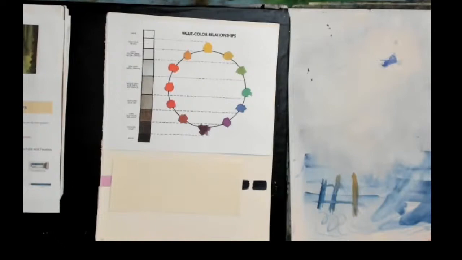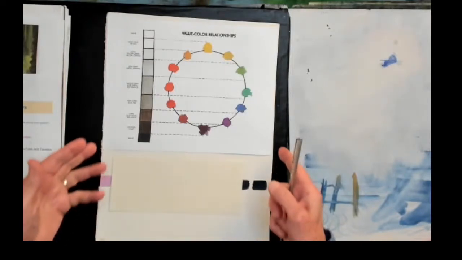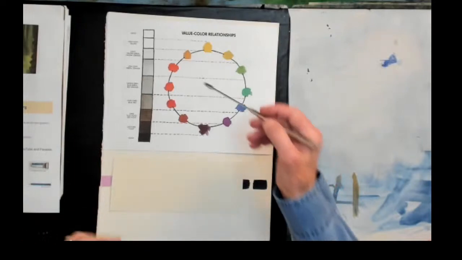And color has three attributes. The first one is value, alongside hue. The hue is the color. But next to that is value. How dark is it and how light is it? So we have a way of measuring that.